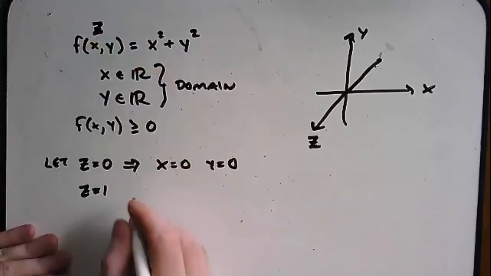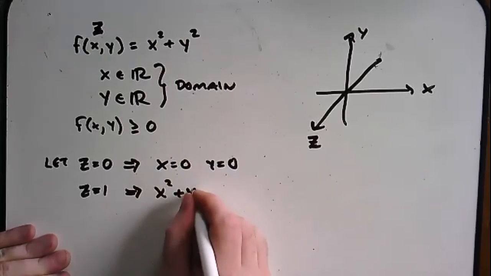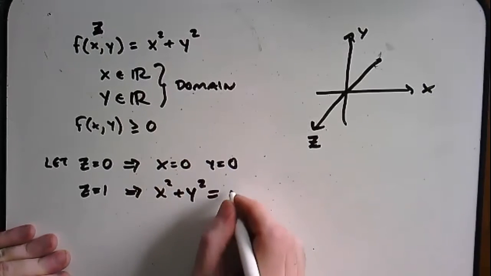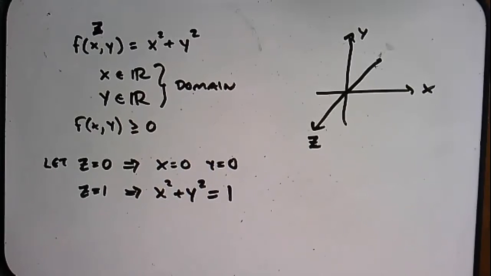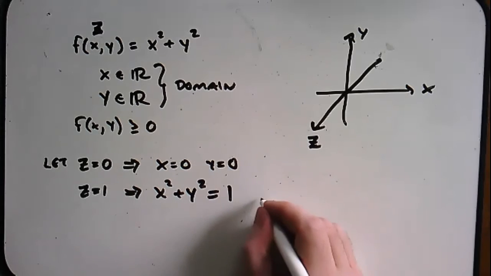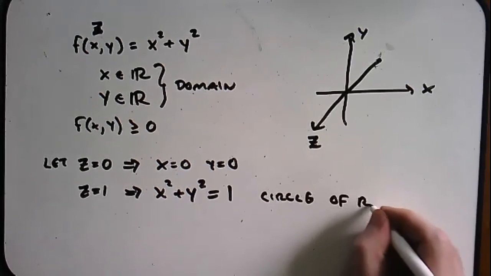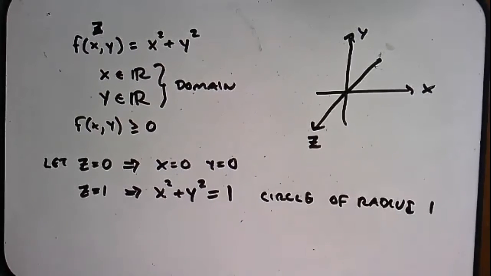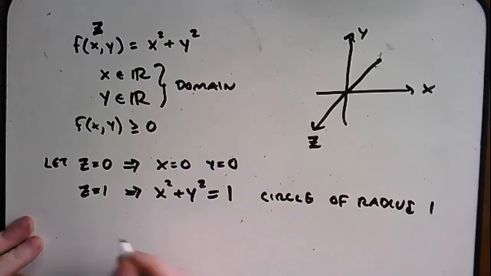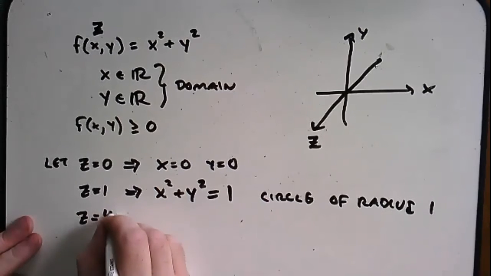Well, z equals x squared plus y squared, so that would mean that x squared plus y squared equals 1. And there are actually lots of solutions to that equation. You can maybe think of some, but the graph of x squared plus y squared equals 1, that's a circle. So that's a circle of radius 1. And that's what that equation gives us. Okay, well, let me pick another one here. Let me pick z equals 4.